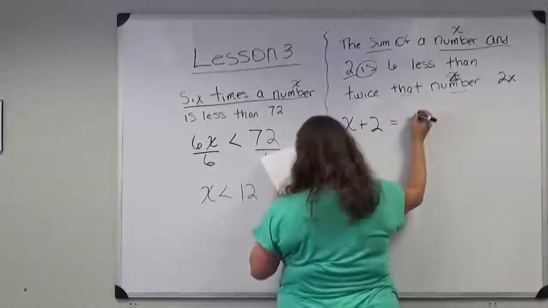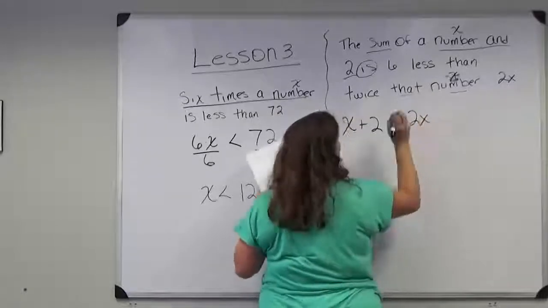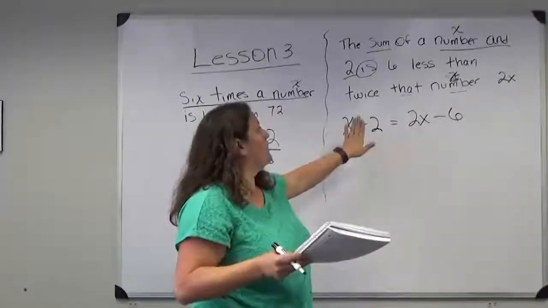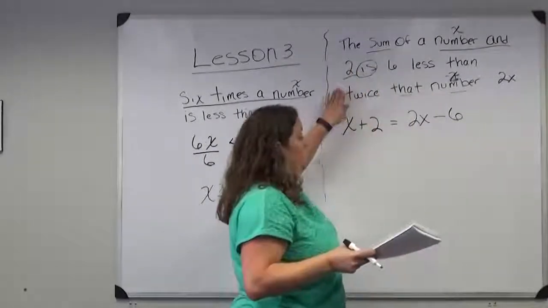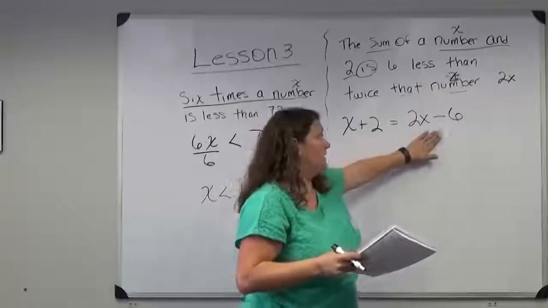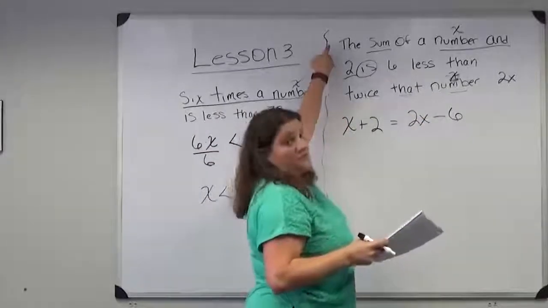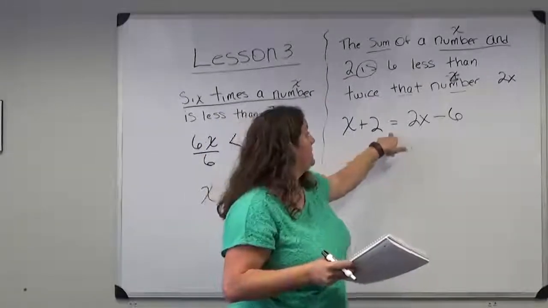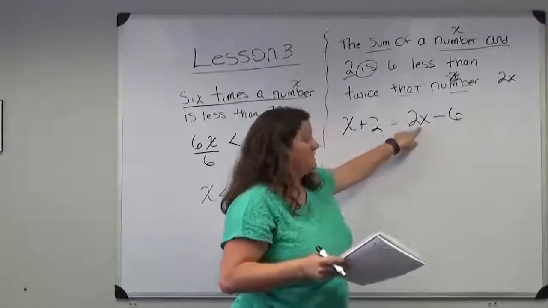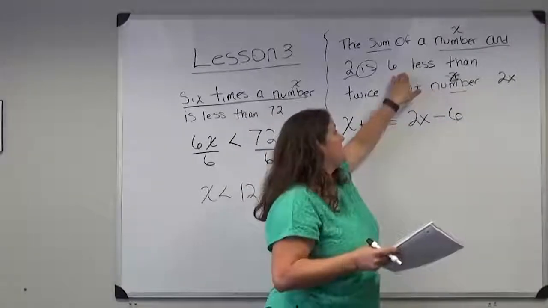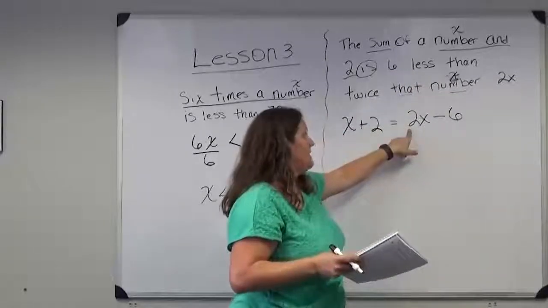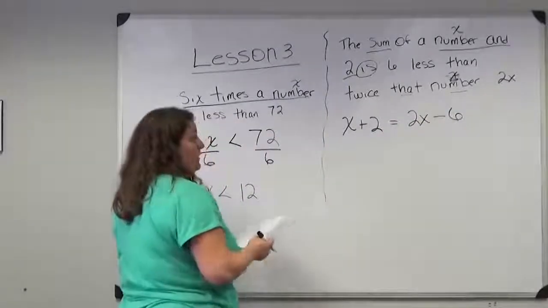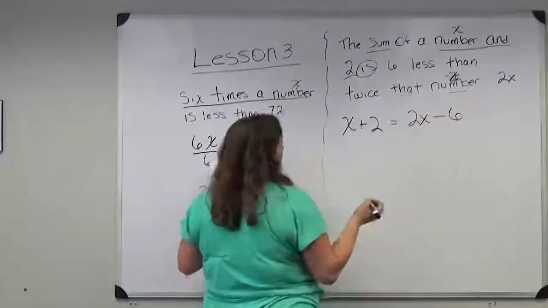So twice that number is 2x, but we want 6 less than twice that number, so we subtract 6. So if you look through the equation and read through what they said, you'll see that what is written in numbers and variables is equivalent to what is written in words up here. The sum of a number and 2 is 6 less than twice that number. Even though the 6 is written first, you don't put it first here because you're taking the 6 away from what follows. And now you solve your equation to find out what the number actually is.